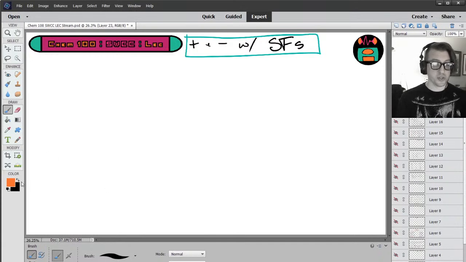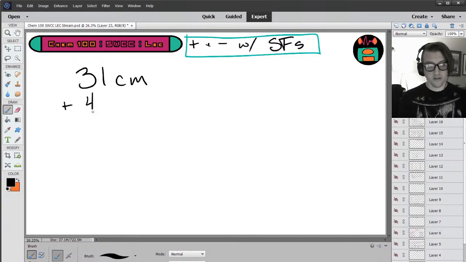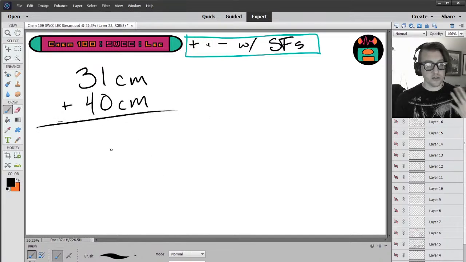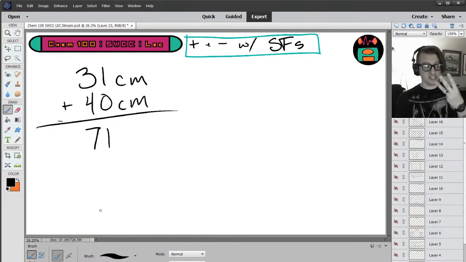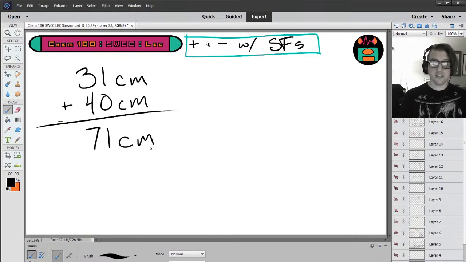When you add or subtract two numbers, the precision of your answer must equal the precision of the least precise number you use. So, for example, if you were to add the numbers 31 centimeters plus 40 centimeters, your calculator will tell you the answer is 71. Now remember, every correct answer in this class has three components: value, units, sig figs. The correct value is 71. Correct units, centimeters.